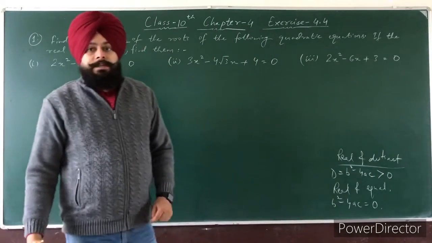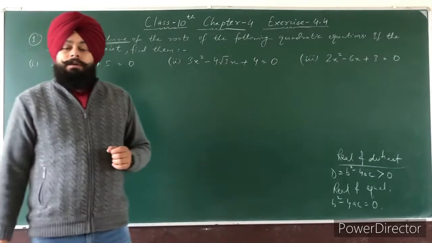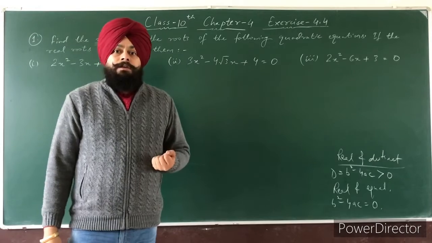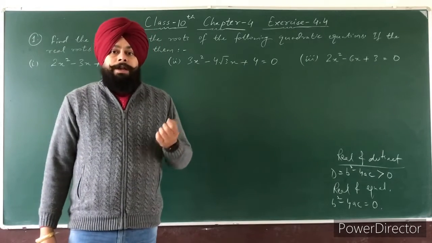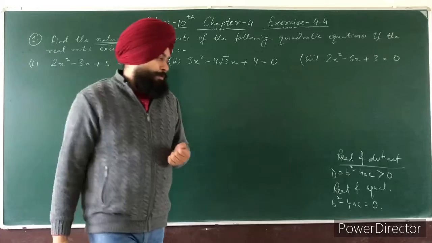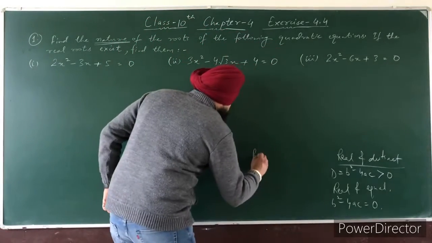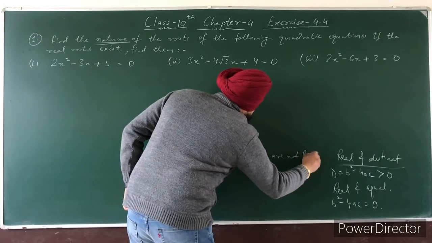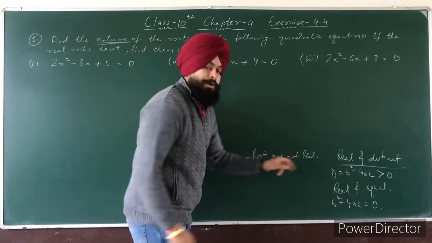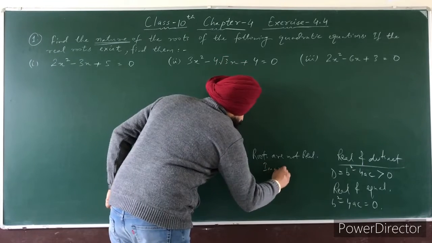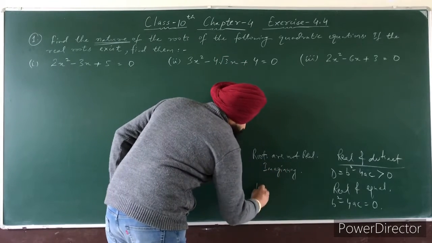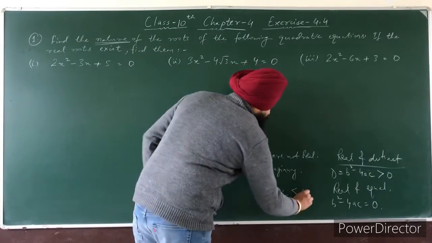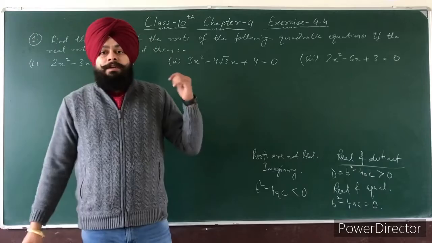And the last nature is the roots are not real. If the roots are not real, then they are what? They are imaginary. So in case of imaginary roots, the value of discriminant is less than 0. So you can say roots are not real, or you can write roots are imaginary. In case of imaginary roots, the value of b square minus 4ac is less than 0. Less than 0 means the value is negative.